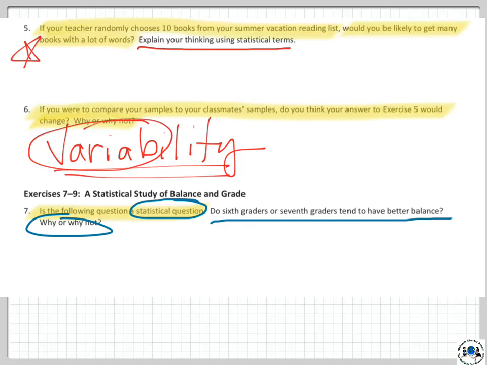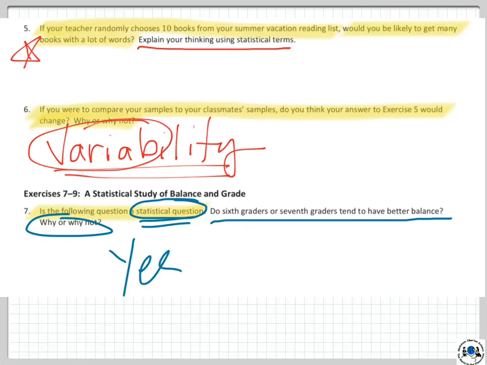So if you're going to ask yourself if it's a statistical question, you're going to ask yourself a couple of things. Can you answer this question by collecting data? Can you collect data on this? Would there be some variability in the data collected? Would some people have better balance than others? Okay, so answer that question. What do you think? Yes or no? I'll wait. I'm still waiting. No, of course. But yes, it is a statistical question.